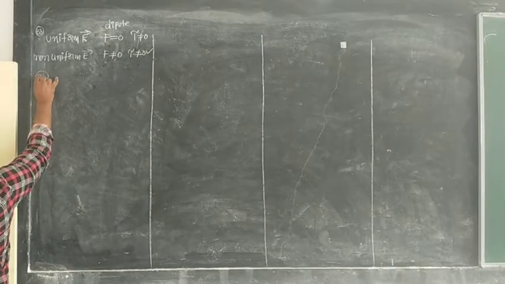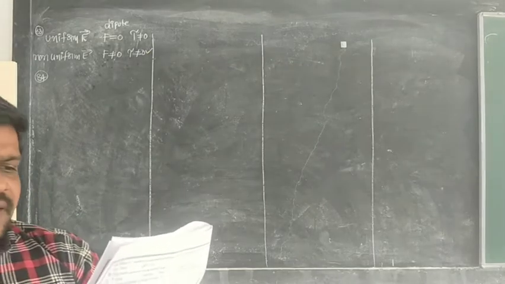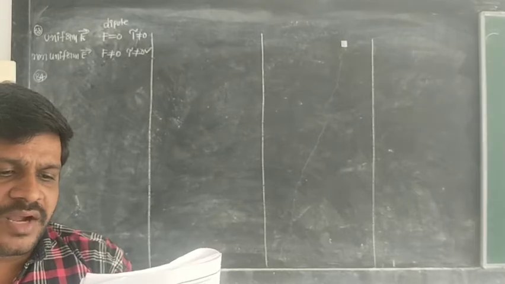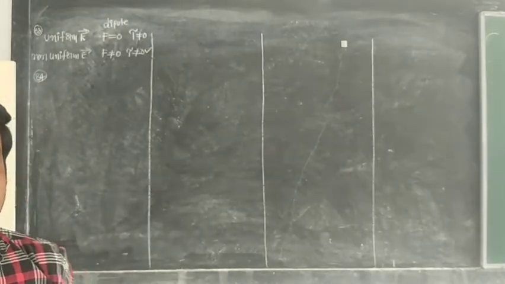Next, problem number 84. What is problem number 84? Just look at it here. The electric field at a point on the equatorial line of a dipole, in the direction of the dipole moment, is.